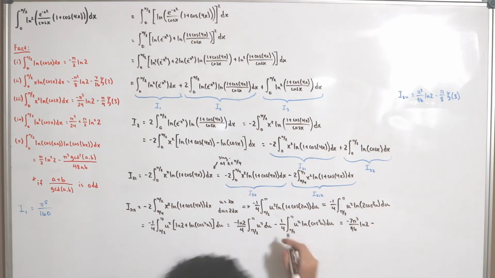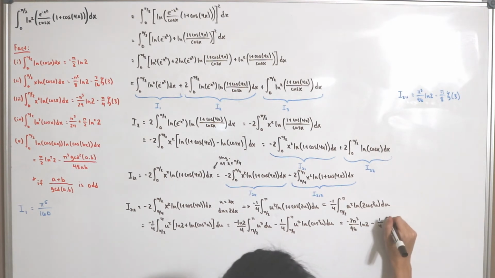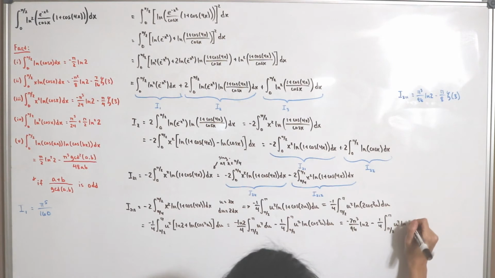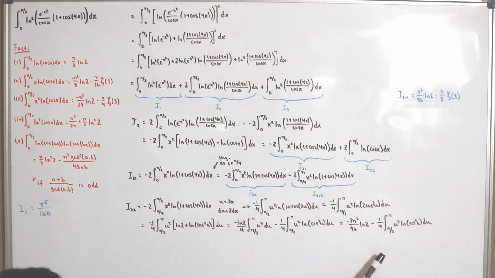And then subtract our definite integral over here. So it's 1/4 times the integral from pi over 2 to pi of u squared ln of cosine squared u du. Alright, cool. So now all we have left is to calculate this definite integral. So we're going to have to use another substitution. I know, so many substitutions.